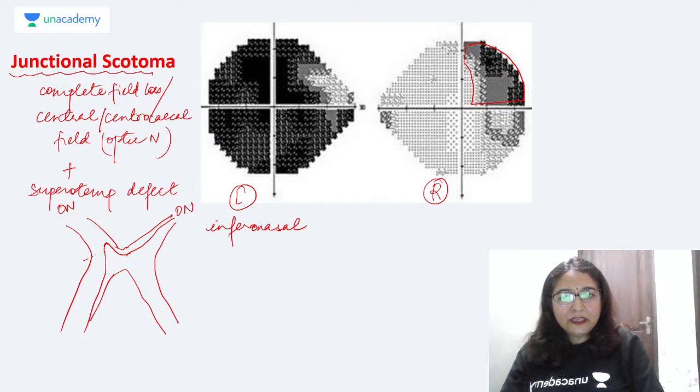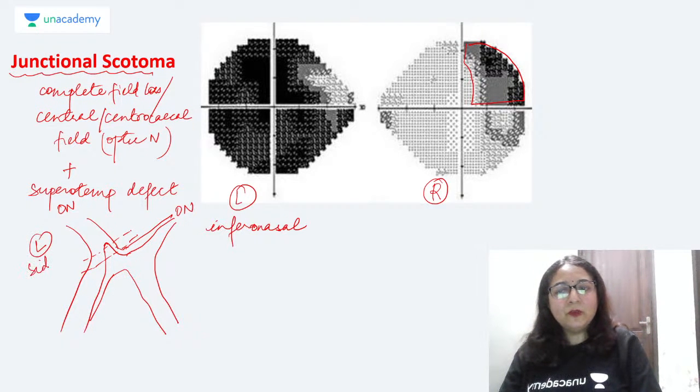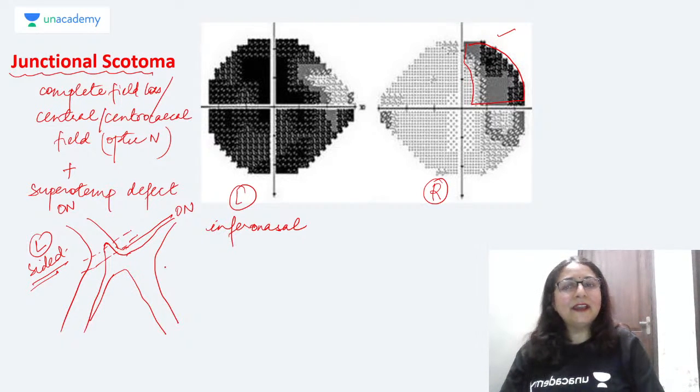Now if the lesion is in this area which contains the fibers from the opposite optic nerve, the lesion will be on one side, the left-sided optic nerve. The lesion is only on the left-sided optic nerve, but this area contains these looped fibers from the right eye also. So this produces a corresponding field defect, that is a superotemporal quadrantic field defect in the right eye also.